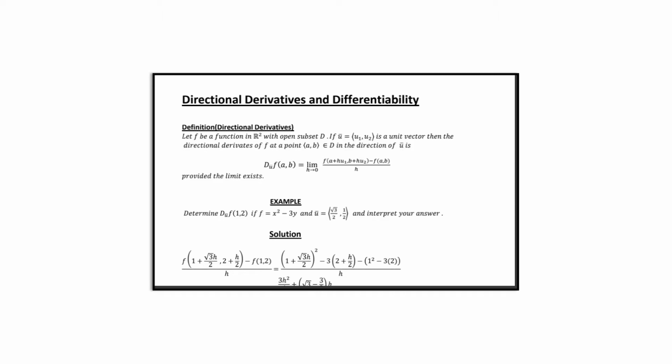So the definition of a directional derivative is as follows. Let f be a function in R2 with an open subset D. If u is a unit vector, then the directional derivative of f at point (a, b) in the direction of u is given by this formula, provided that this limit exists.